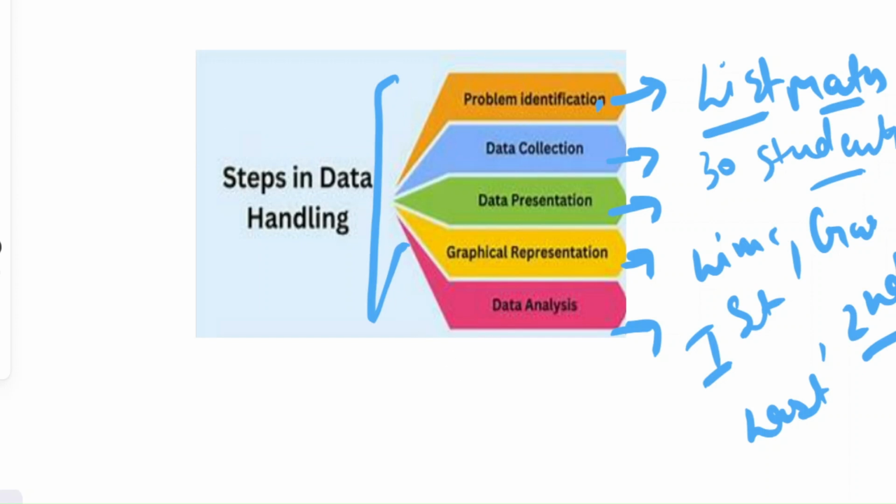First, you need to have a purpose for the collection of data. Then you collect the data. The data can be primary or secondary, and the sources can be internal or external, anything. Then the data presentation should be there. Then the graphical representation should be there. And then comes the data analysis part. Now suppose, let's take the above example only.